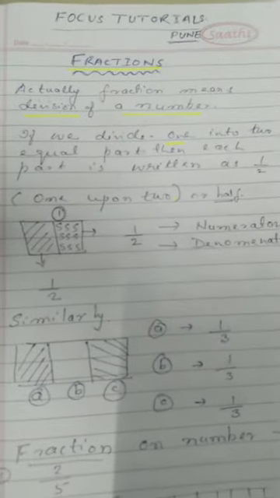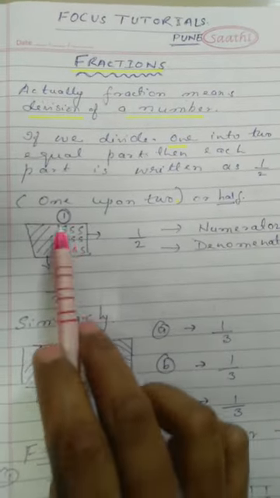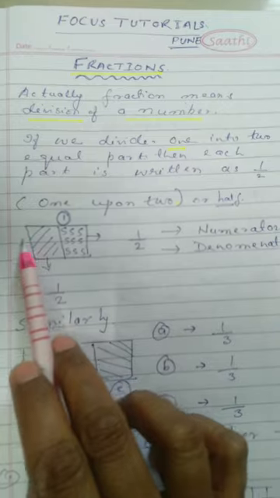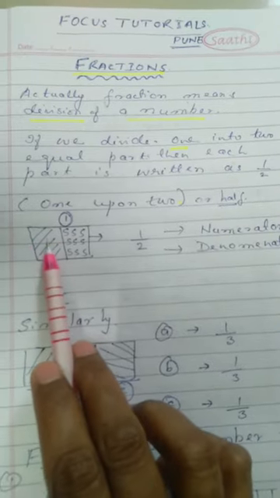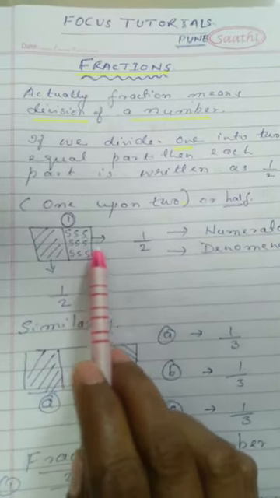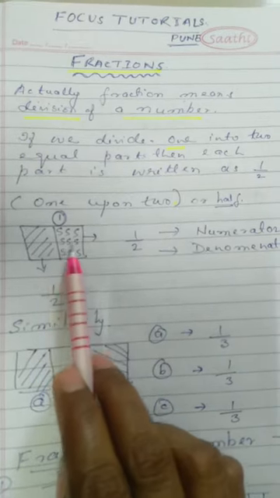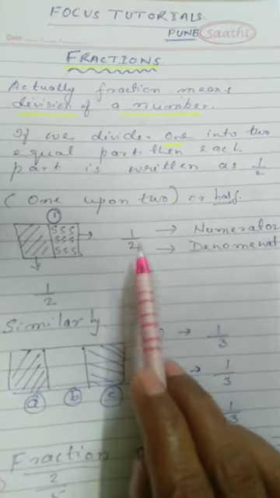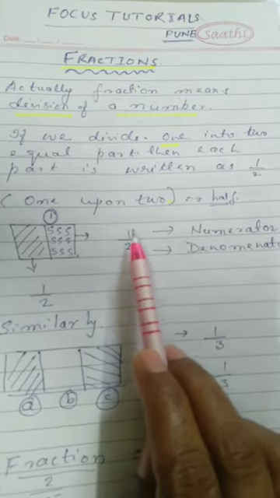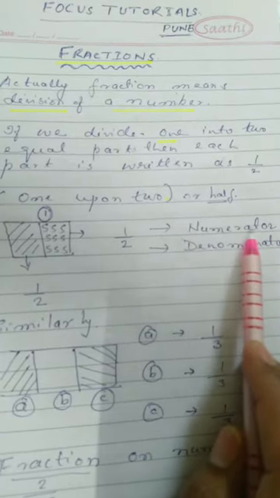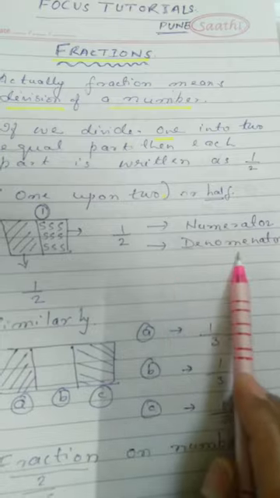Here we can see the figure, we can divide this figure into two parts, first part and second part. Each part is 1 upon 2. In 1 upon 2, 1 is known as numerator and 2 is called denominator.